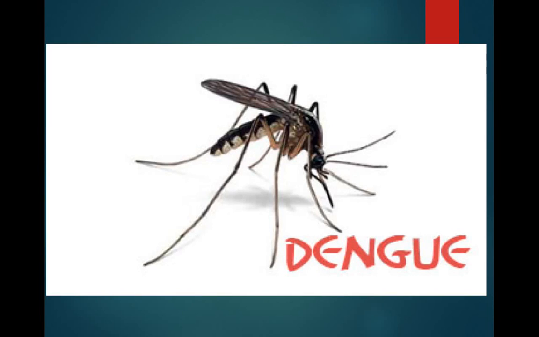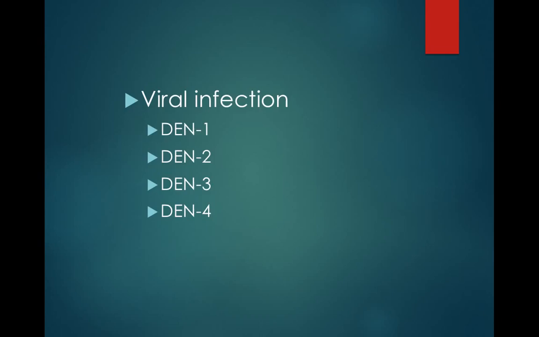Hello friends, the topic for our today's knowledge session is dengue, that is dengue fever. Dengue fever is a viral infection which can be caused by four types of dengue virus, which are dengue 1, dengue 2, dengue 3 and dengue 4.